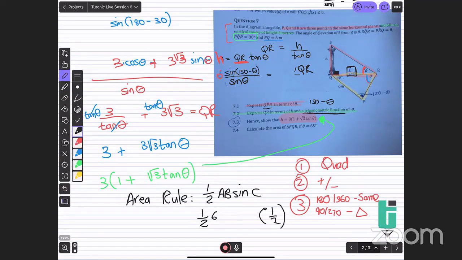So now all we need is QR. I got 14.14. So 6 times a half, which is 3, times 14.14, which is 42.42, so 21 point something.